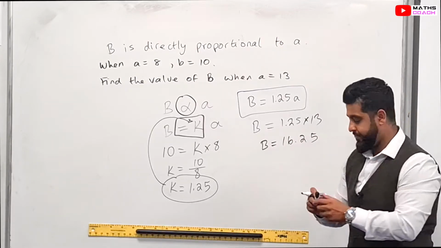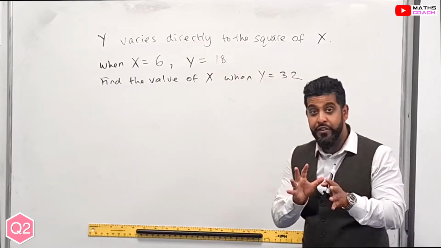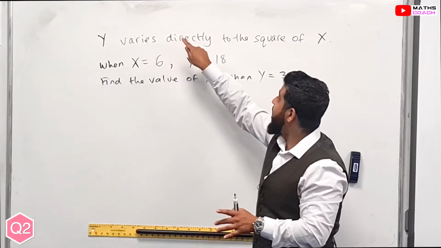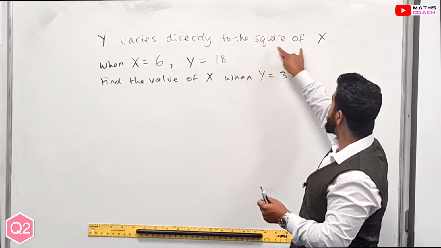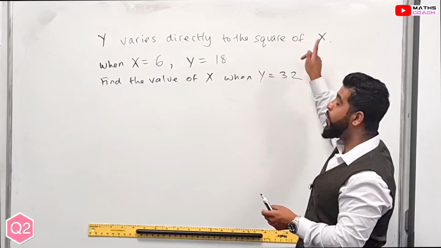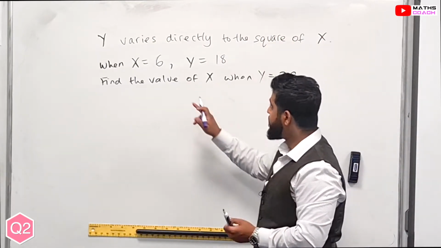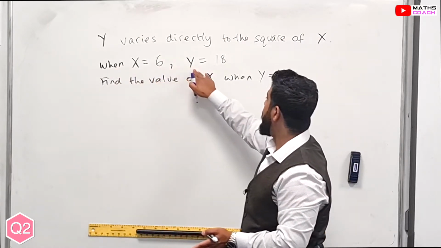Right, so that's the first question out of the way. On to the next one. It says Y varies directly to the square of X. Now I've changed the language. So this is the same as Y is directly proportional to the square of X. Okay, and there's something else here. There's another twist where I've used the square of X. So let's see what that looks like. Let's grab our pen here and read the rest of the question as well. When X is equal to 6, Y is equal to 18.